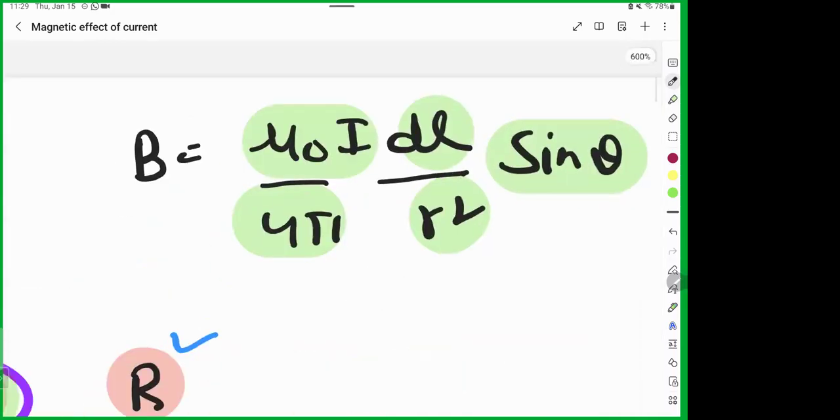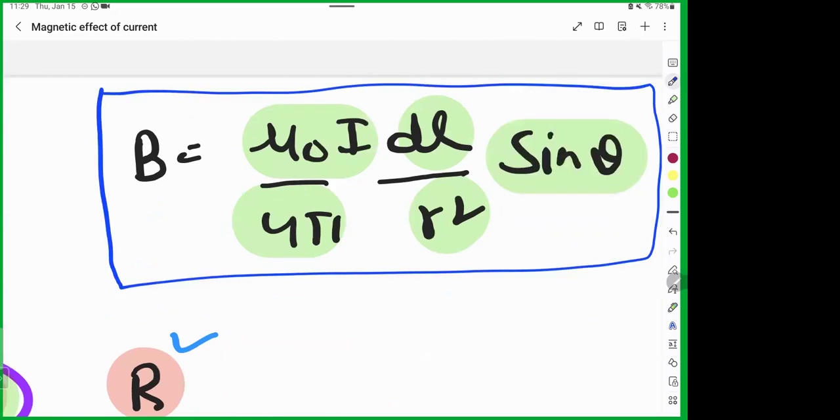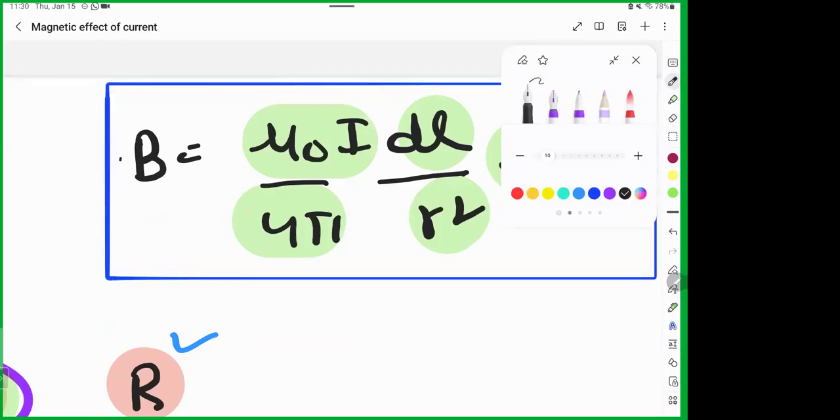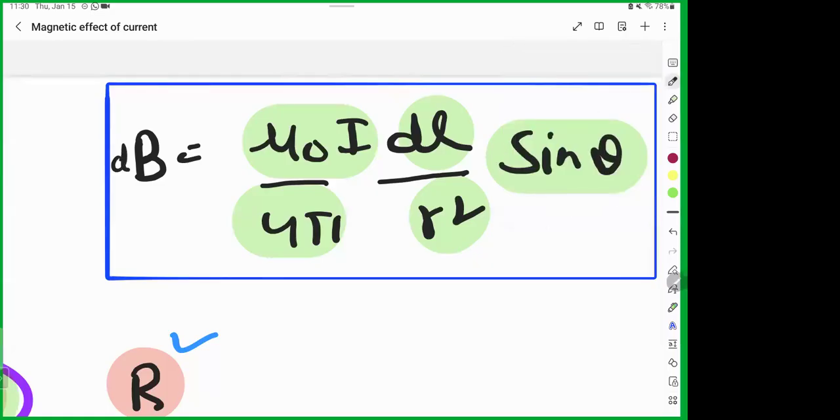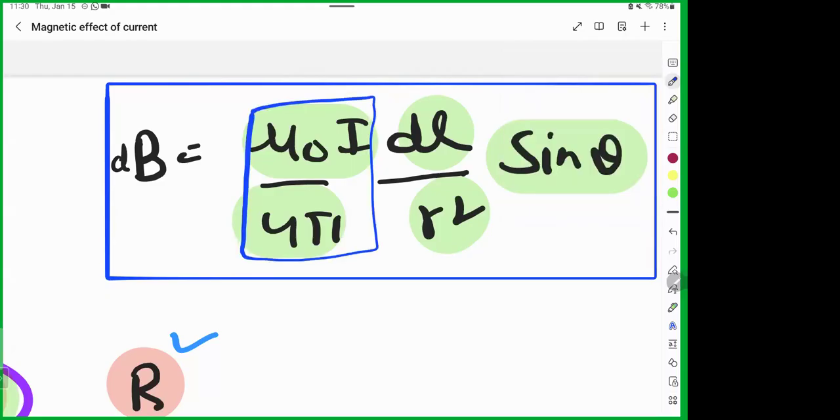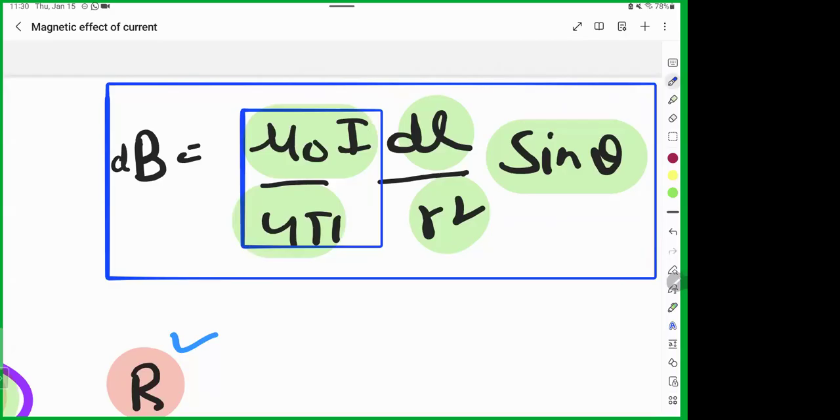In Biot Savart law, the only thing is here it will be dB because you have dl, a small component. For a ring, we have to calculate two, three things. Mu naught I by 4 pi is a constant value. For this ring, we want to calculate what is the dl value, what is the r square value, and what will be the sine theta value. Make sense?